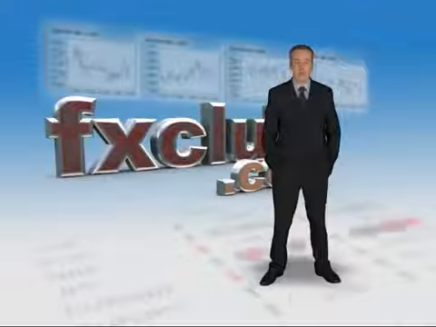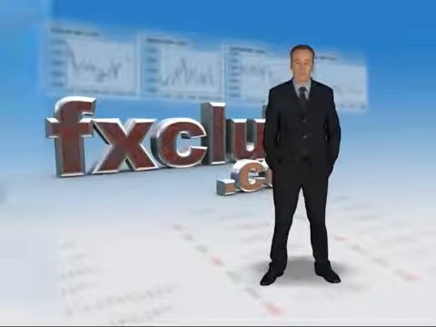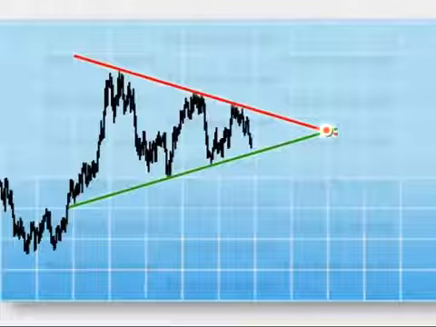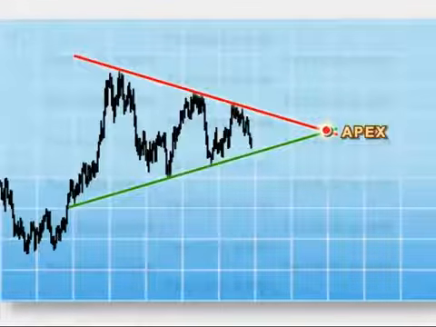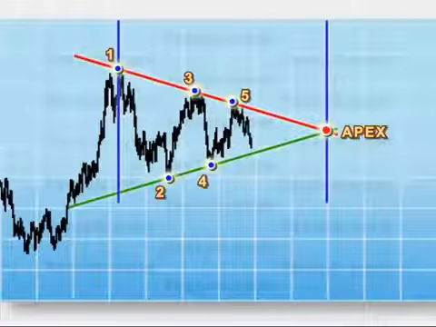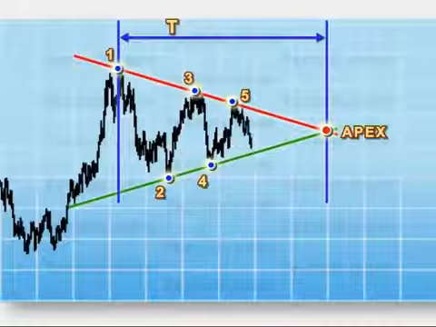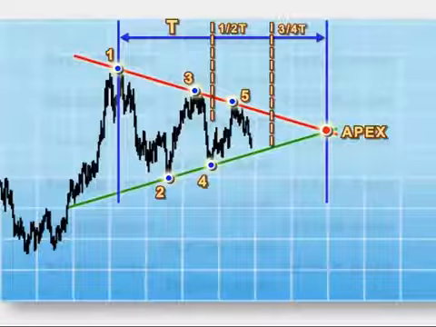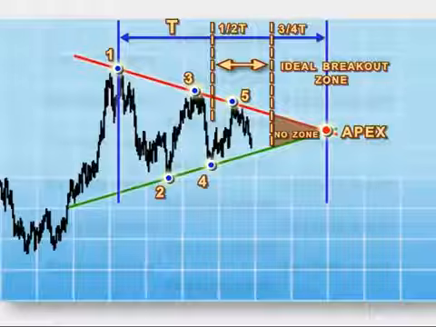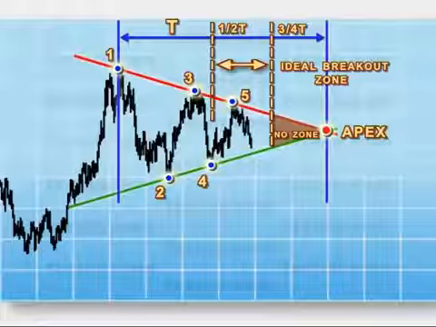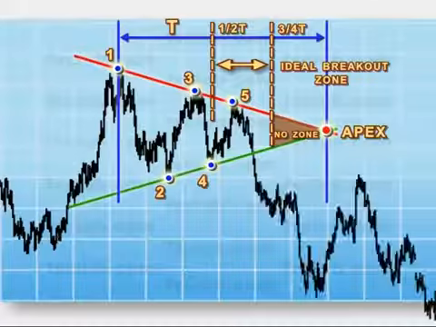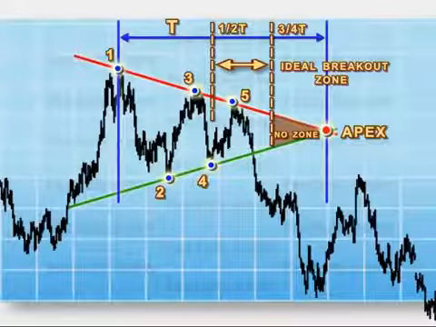Let's take a closer look at the symmetrical triangle. The two trend lines cross in the future, and the point where they cross is called the apex. If we say that the distance from point 1 to the apex is equal to t, then breakout should occur between half a t and 3/4 of a t. The zone located beyond 3/4 t is an area I call the no zone, because here the trend lines lose their force. They peter out, and any breakout is likely to be insignificant.